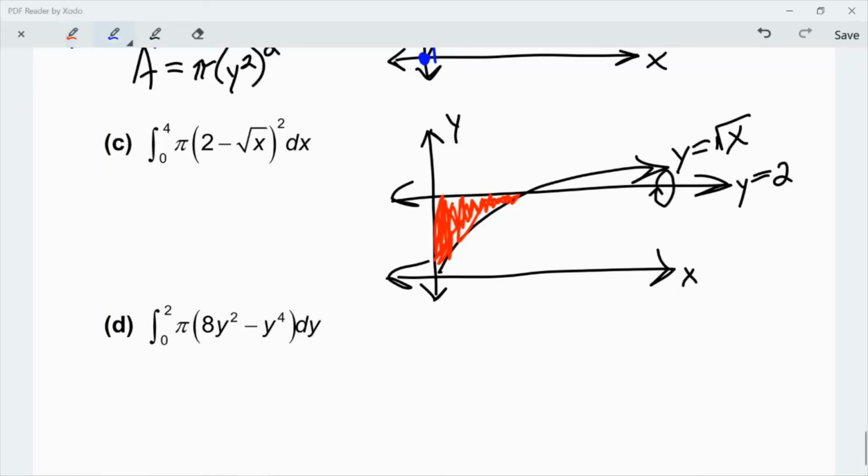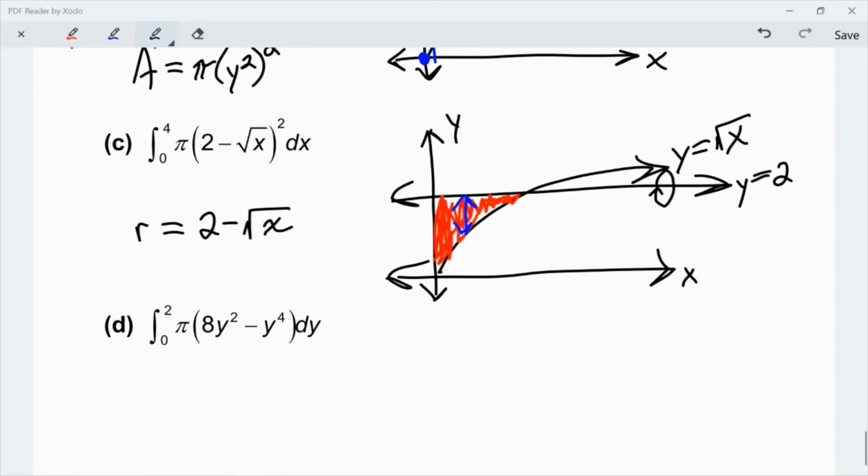The difference this time, though, is look at my radius. Since I'm revolving around y is equal to 2, my radius is the distance between those two curves. So again, going back to what we did with areas, the distance between those two curves is the upper curve minus the lower curve. So my radius this time for my disk is just going to be 2 minus the square root of x. So notice my setup this time. We've got from 0 to 4, pi times 2 minus square root of x squared dx.